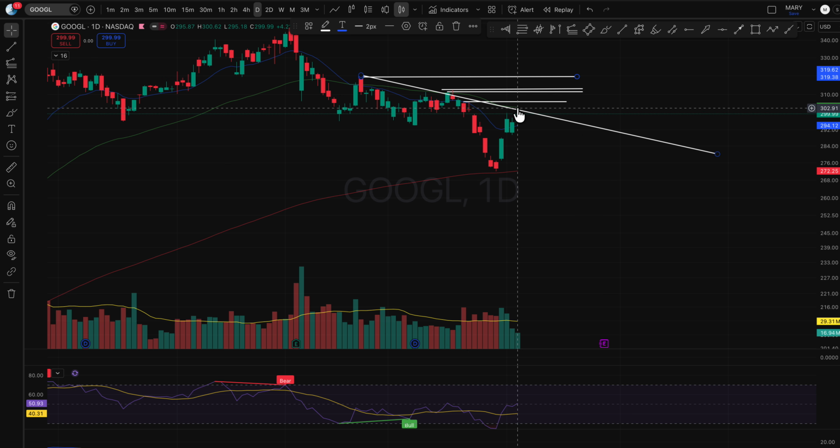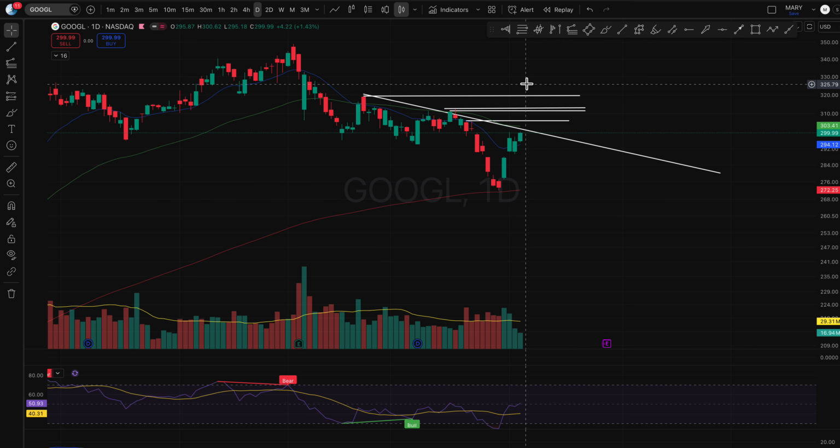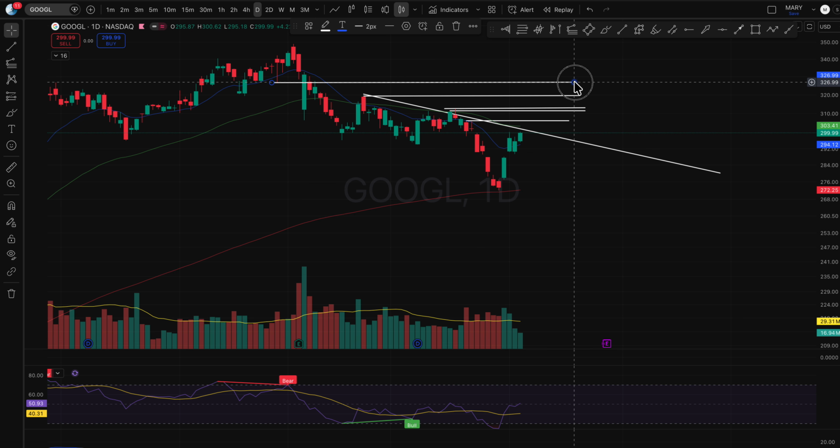So you have 301 to 303, then you got that 306, 308, then 311, 313, then 316 to 319. Surpasses this current level, it opens doors to test that 327 to 330. You're looking around here. This will serve as a pretty strong resistance.